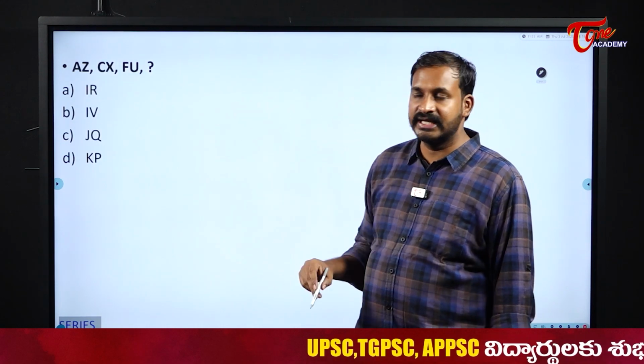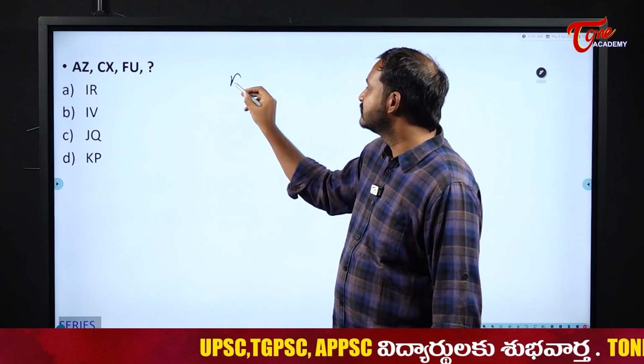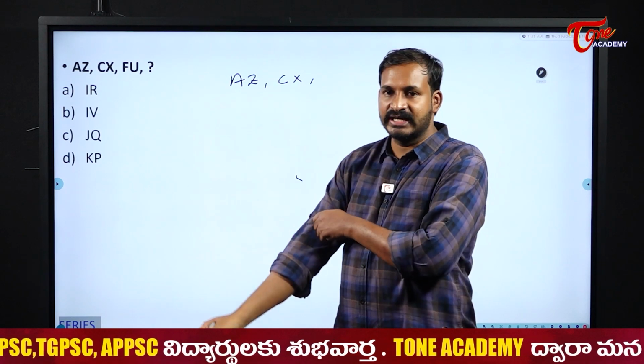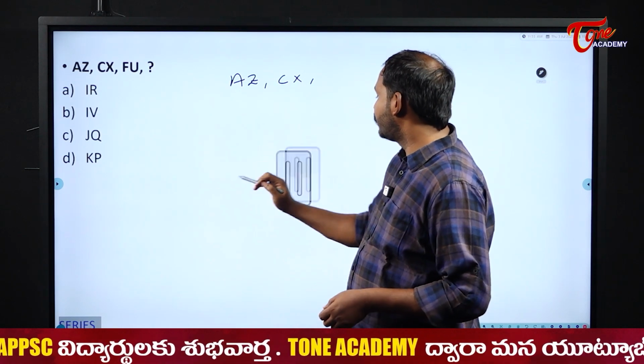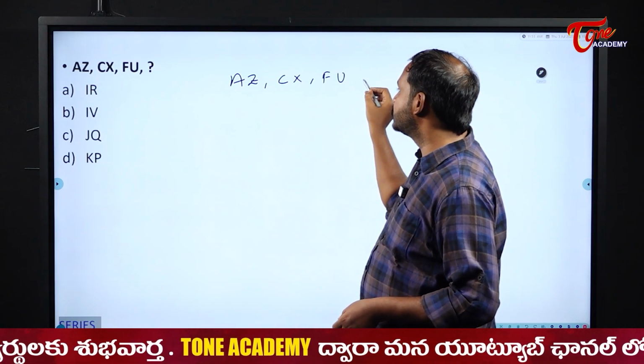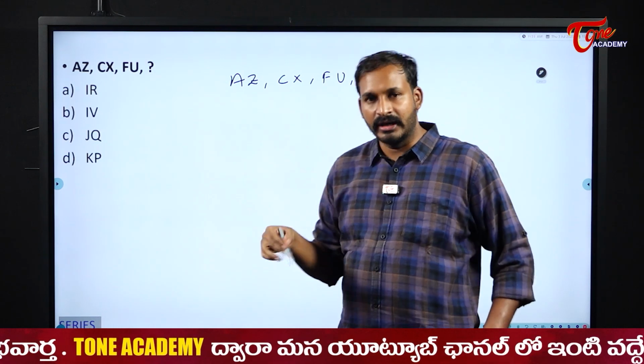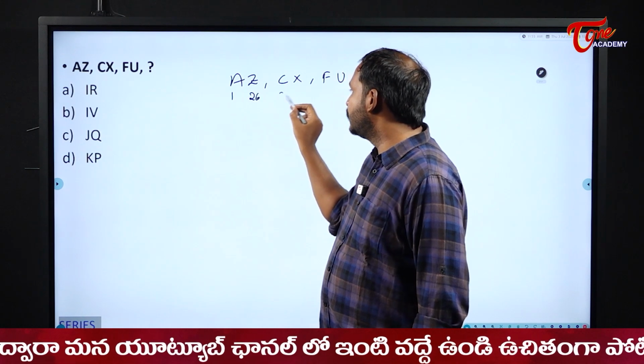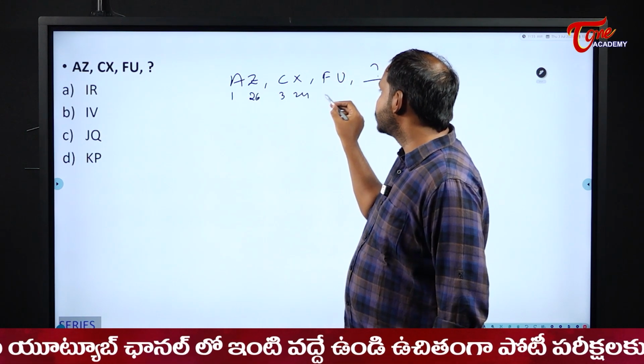Next, AZCXFU. What are these, students? Opposite pairs, right? A and Z, first and last, C and X, F and U. These are opposite pairs for me. Or else, write the place values. What you will get? 126, 324, 621.